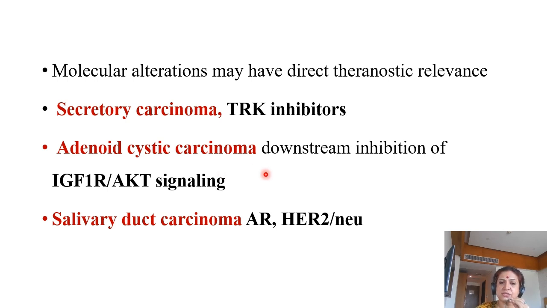But that is not of therapeutic use, but another molecular alteration, that is the downstream inhibition of IGF-1R AKT signaling, has been shown to be of therapeutic use in adenoid cystic carcinoma. And we all know that in salivary duct carcinoma, the androgen receptor and HER2/neu positivity will decide on the treatment given for recurrences.